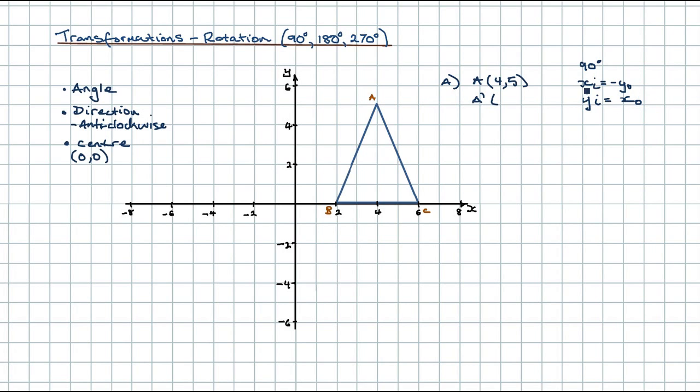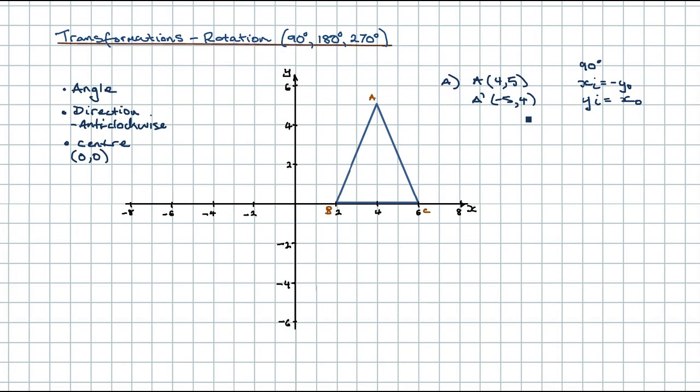So now that we've got this formula, we should be able to calculate A'. So A' is going to be the y coordinate but negative, so minus 5. And the y component is simply the x of the object. So 4.